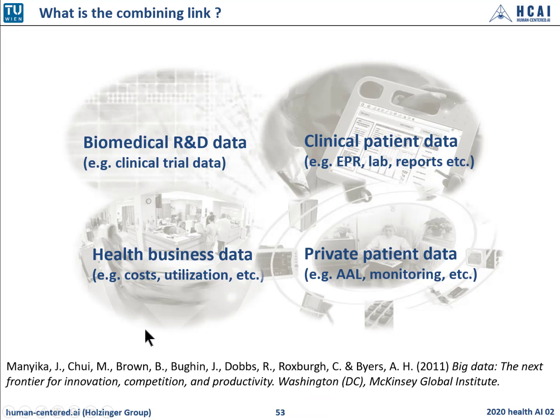So among all these different data sets, we can locate four different areas. For example, biomedical research and development data, for example, clinical trial data. Then we have the clinical patient data, for example, the electronic patient record, the lab, the reports, and so on. And then we have private patient data from ambient assisted living, monitoring, but this also includes now wellness data, for example. And then we have the health business data, for example, costs, utilization, etc.